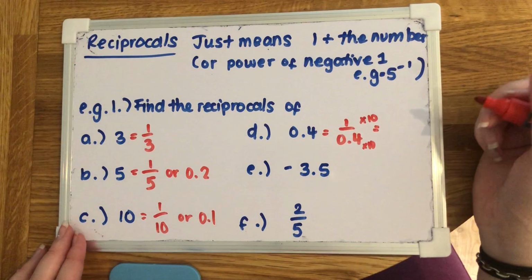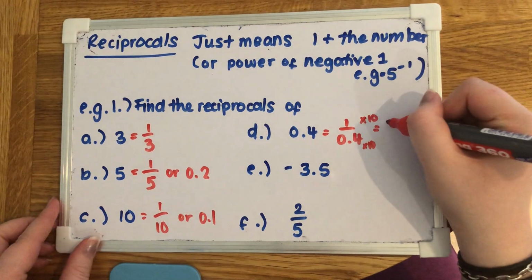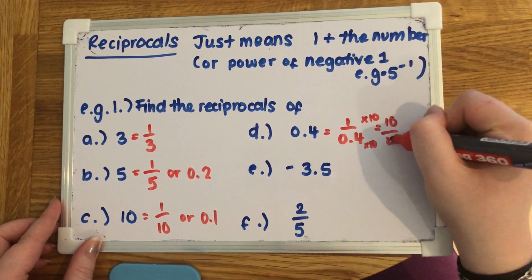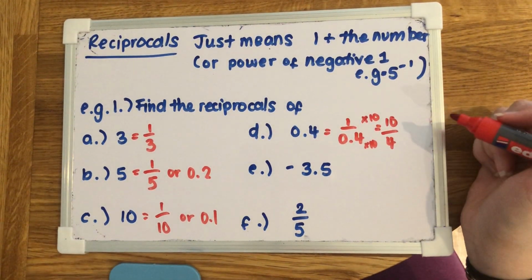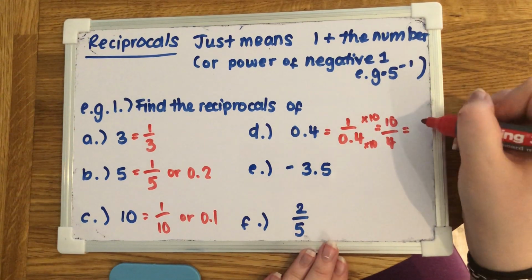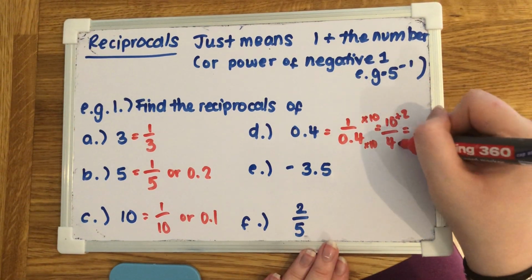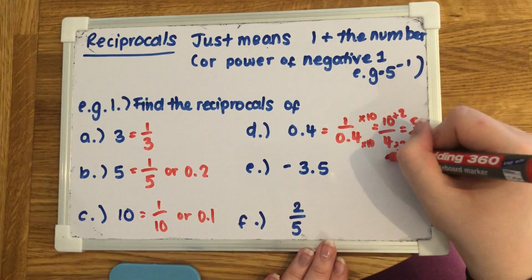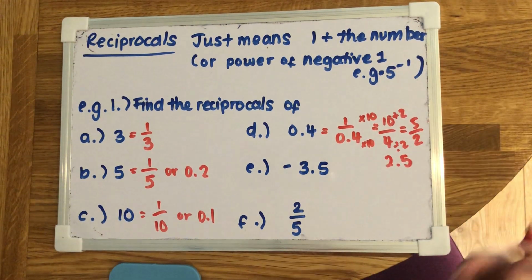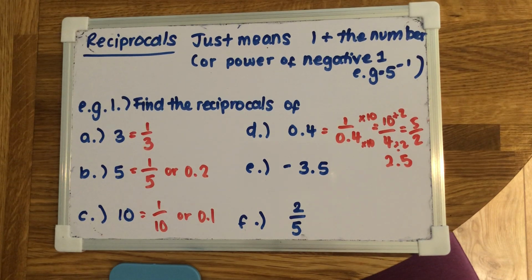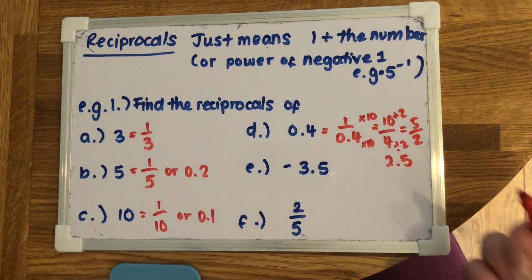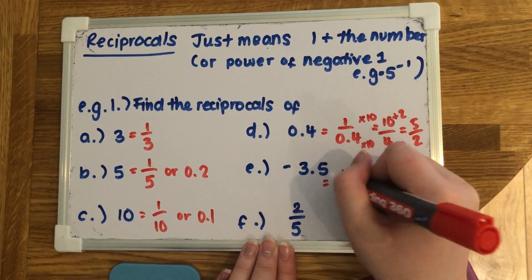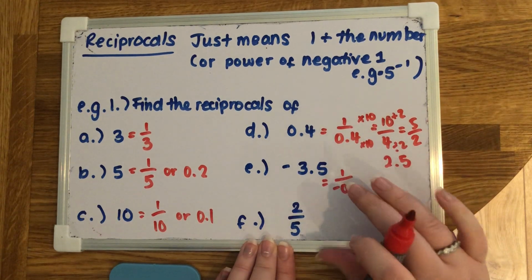So if I multiply the fraction on the top and the bottom by 10, we get 10 divided by 4, and then we can simplify it afterwards. So I can divide them both by 2, which is 5/2, and if you want to write it as a decimal, it's 2.5. Okay? Next one, same idea. You do need to keep the negative as well.